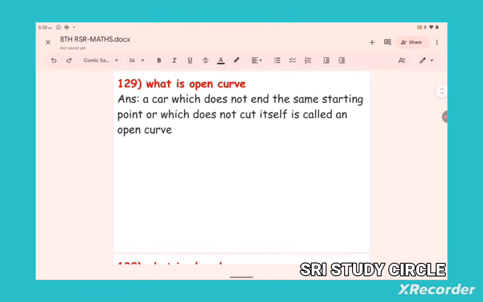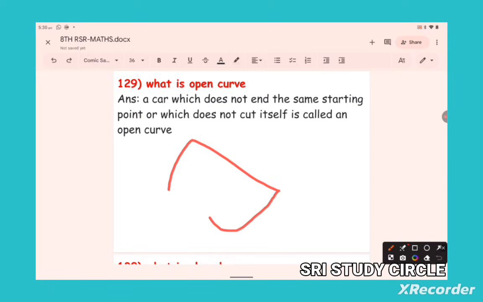What is an open curve? A curve which does not end at the same starting point. Suppose, for example, this is a curve, an open curve. A curve which does not end at the same starting point or which does not cut itself is called an open curve. So this is the starting point, this one is the ending point, not closed. This is an open curve.